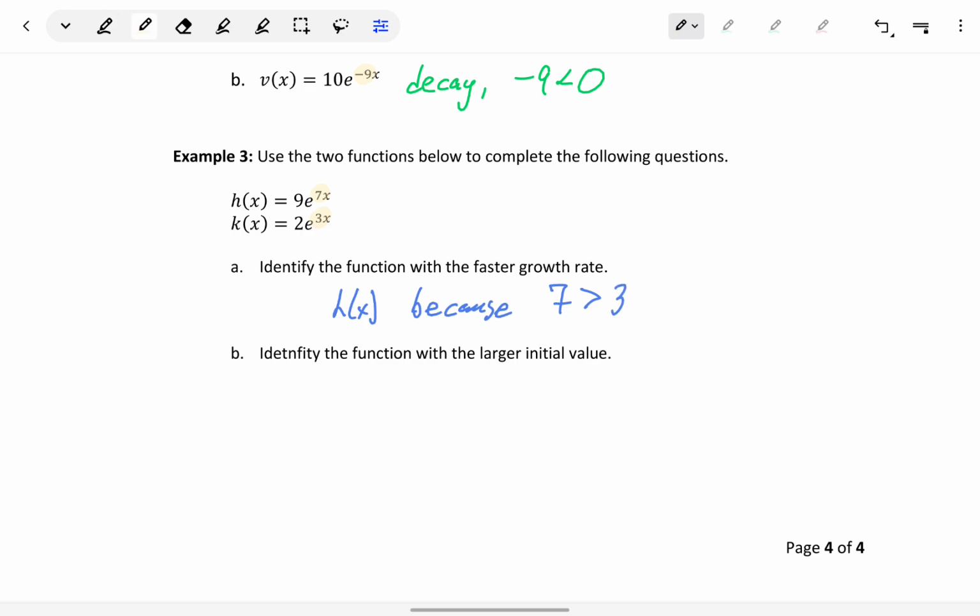And then in part B, we want to identify the function with the larger initial value. This is where we look for the coefficient in front of that exponential function or exponential expression. And in this case, we would say that h of x also has the larger initial value because 9 is larger than 2. So when we compare these two functions, h and k, h has the larger initial value. So again, if we were modeling a population, that would be the situation where we have a larger starting population, and that population is going to grow at a faster rate.